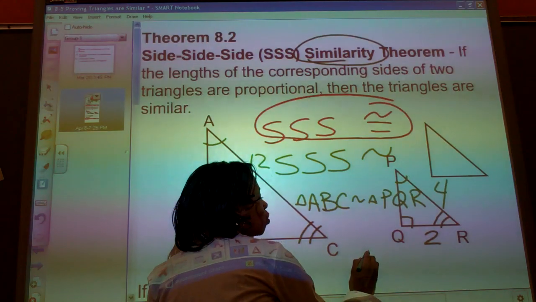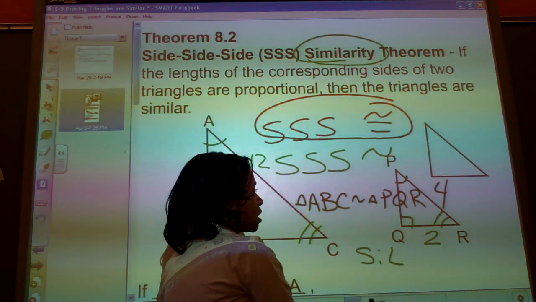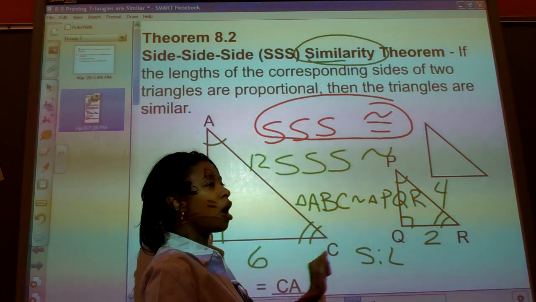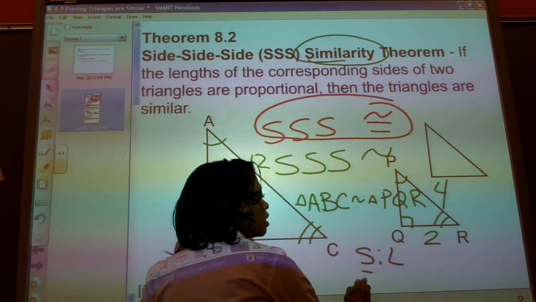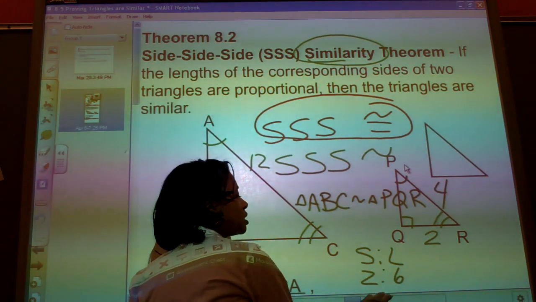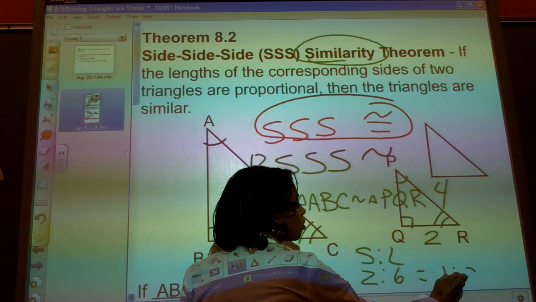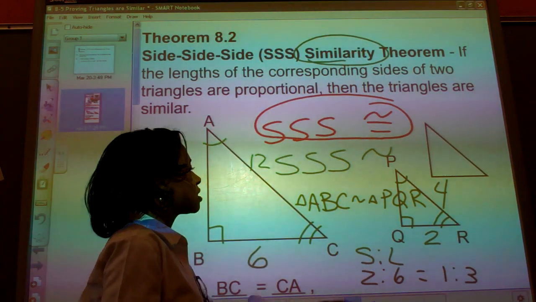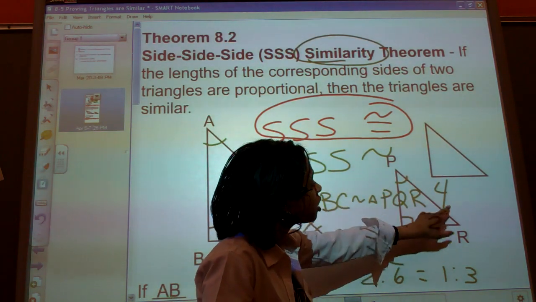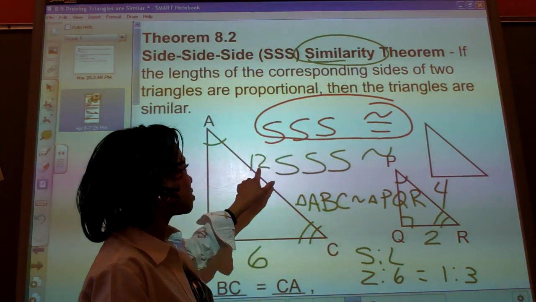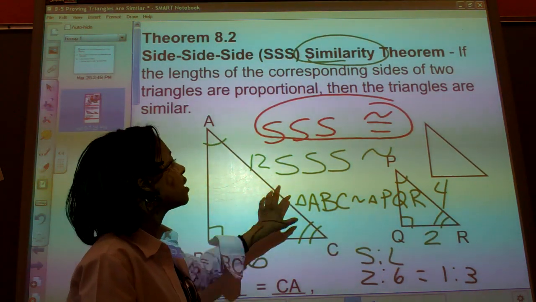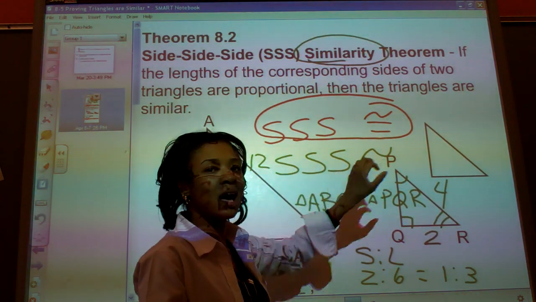How do I know 1:3? I'm doing small to large, and I'm seeing PQR is the small, and ABC is the large. PQR is 2 on this side, and BC is 6. Simplified is 1:3. Okay, if that's the case here, where PR is 4, that means that AC is going to be 12. 4 times 3 is going to give this 12. So again, this is side similarity.